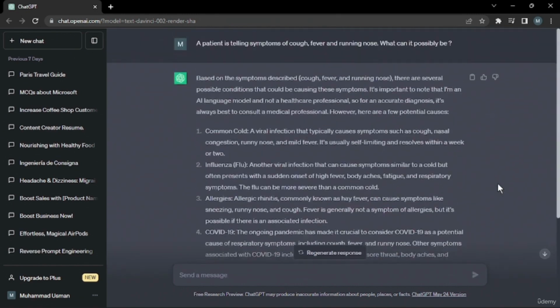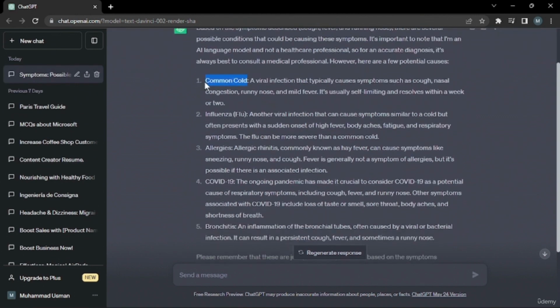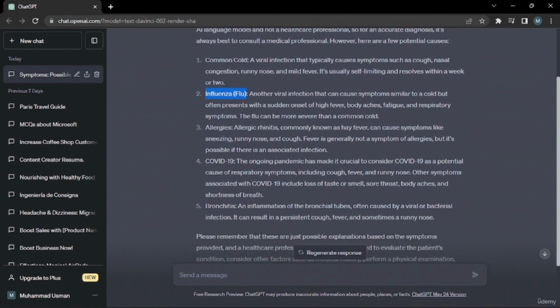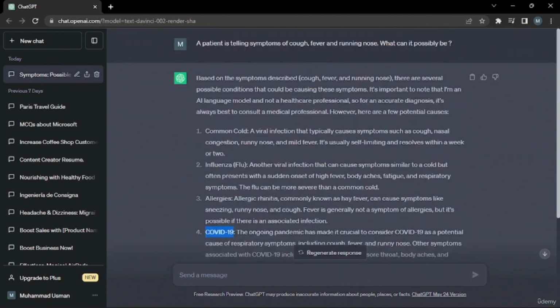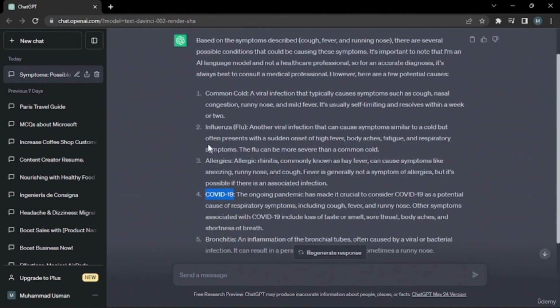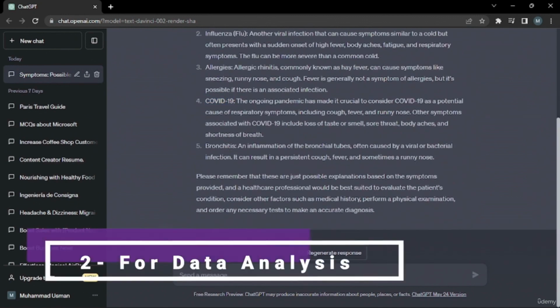Alright, as you can see, based on the symptoms described above, ChatGPT has told us it can be many potential causes. One of them could be the common cold, which is obviously very common nowadays. The other can be flu or influenza. Then we have allergies. Then we can also have COVID-19, which can be a serious problem as well. Then it could be bronchitis as well. These are a few of the possibilities that the patient could have. Now let's move forward and see how we can use ChatGPT for data analysis.